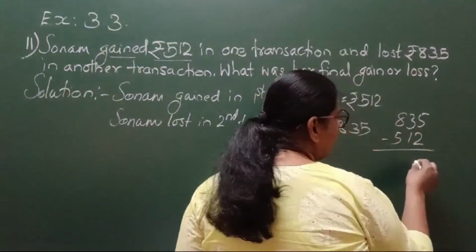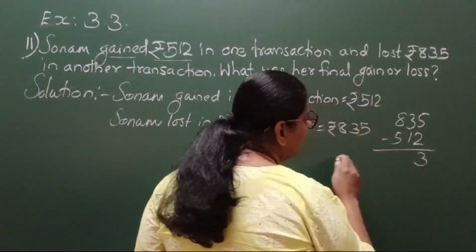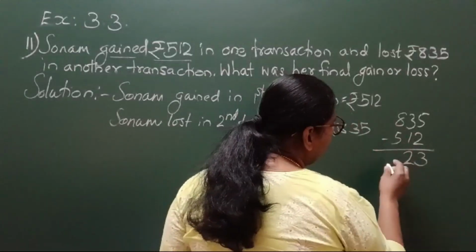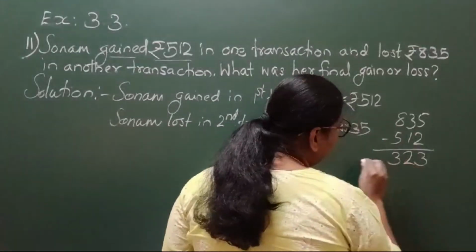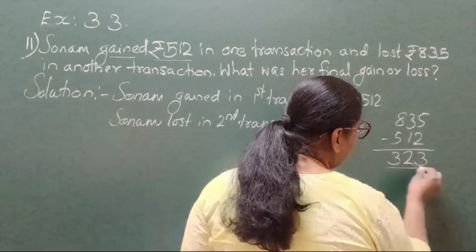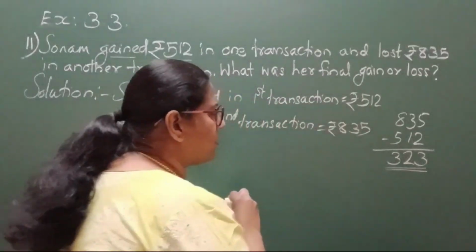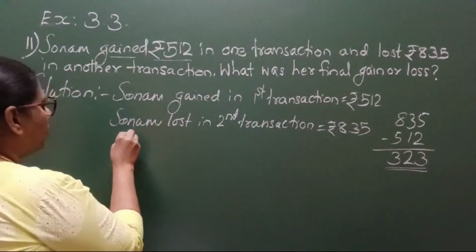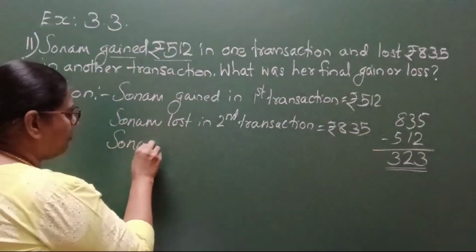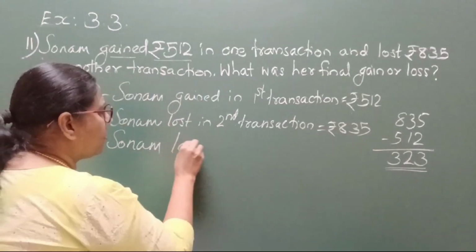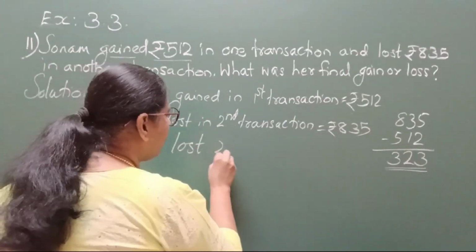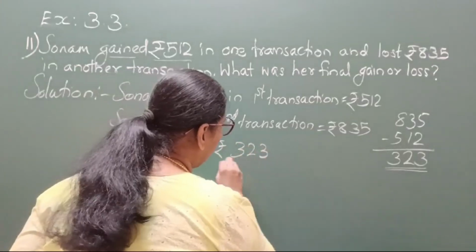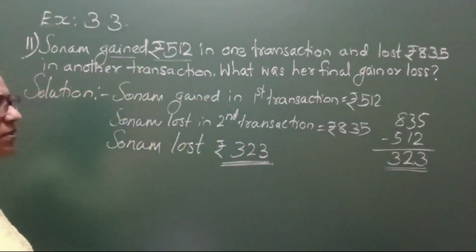5 minus 2 is equal to 3. 3 minus 2 is equal to 2. 8 minus 5 is equal to 3. So we got the answer, 323 rupees she lost. So Sonam lost rupees 323. That is her loss.